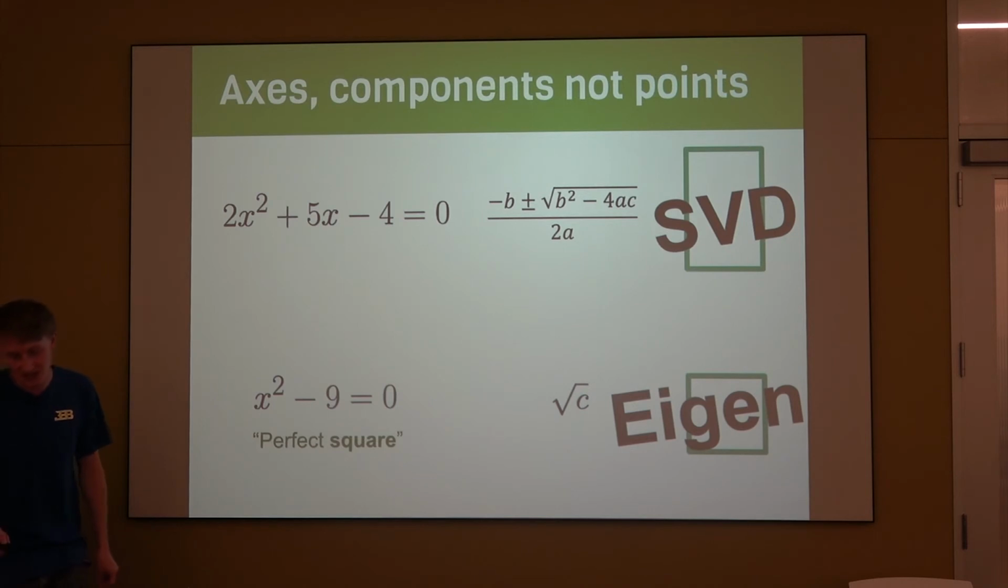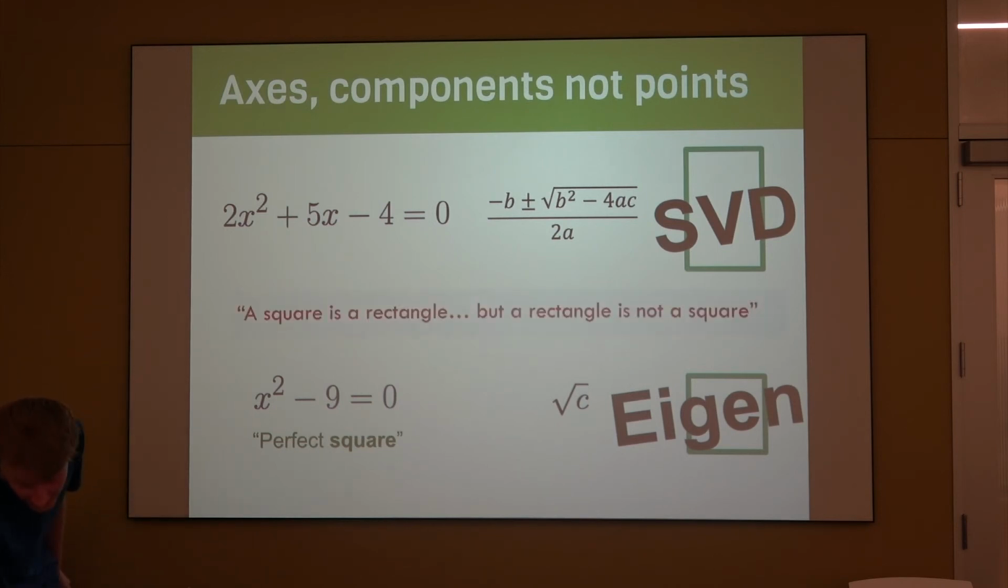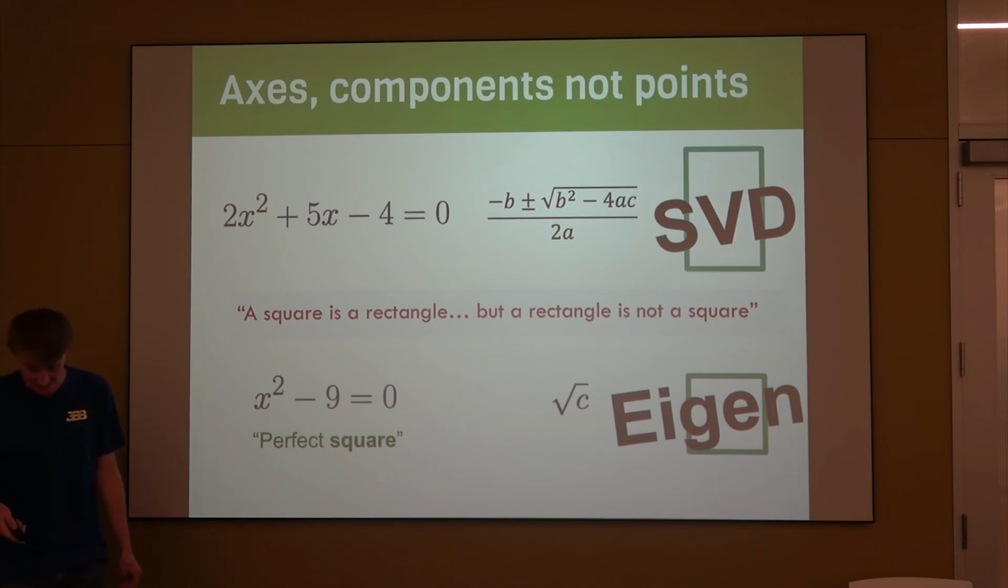The same idea with the eigen decomposition. We could perform the SVD on this perfect square matrix, or we could just perform the eigen decomposition. And so one way to remember this: a square is a rectangle, but a rectangle is not a square. So I can perform the SVD on any matrix, any rectangle, and the square is included, but I can't necessarily perform the eigen decomposition on a rectangular matrix.